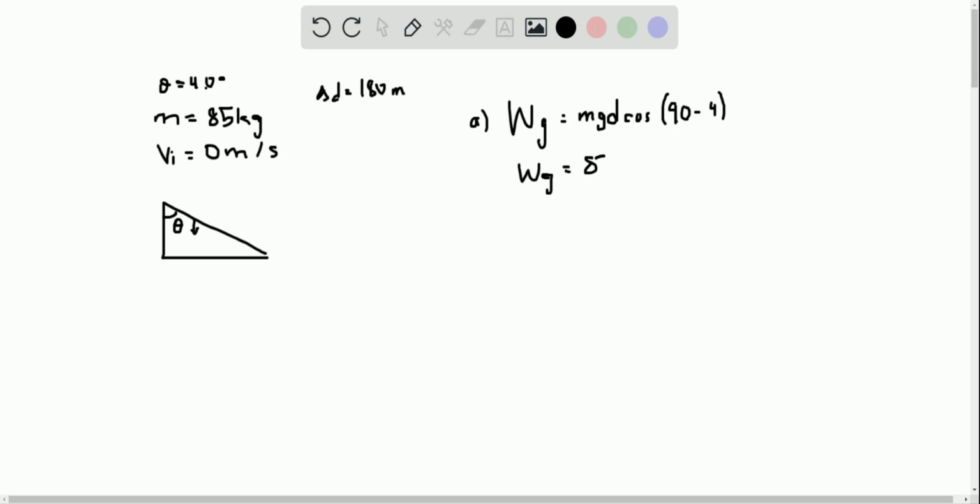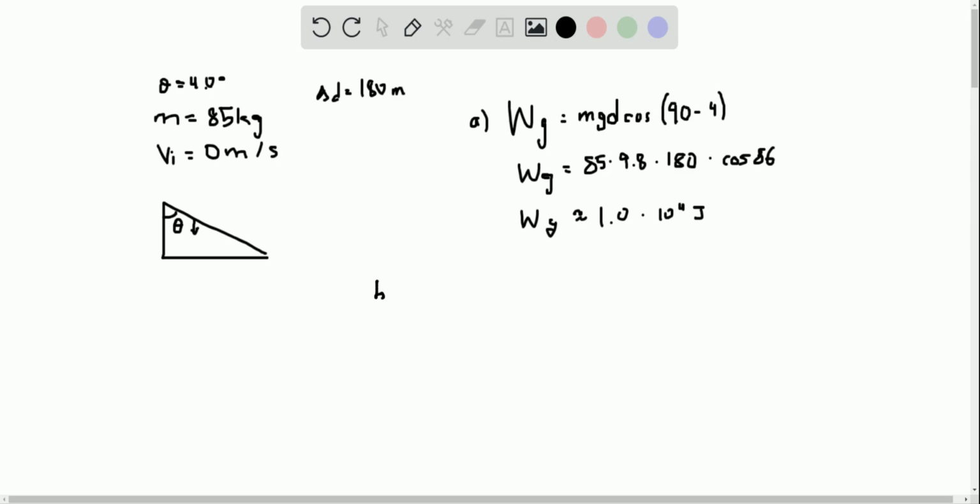So 85 times 9.8 times 180 times cosine 86. This should give you approximately 1.0 times 10 to the 4 joules. After accounting for sig digs and all, it rounds to 1.0.